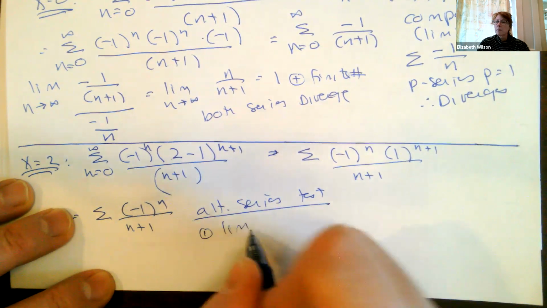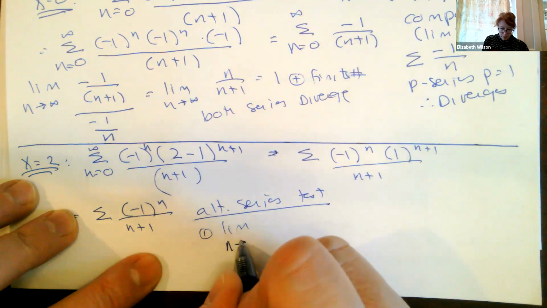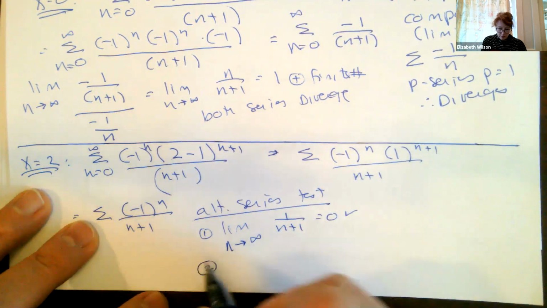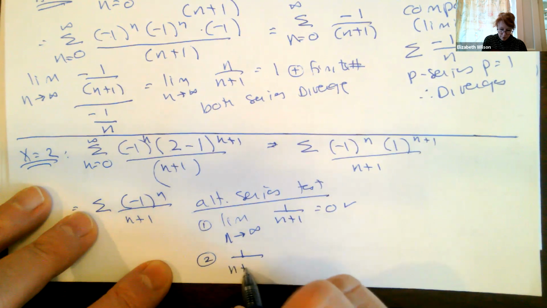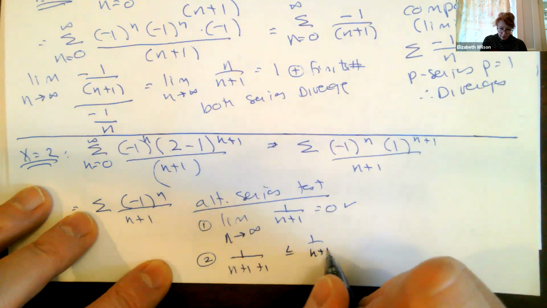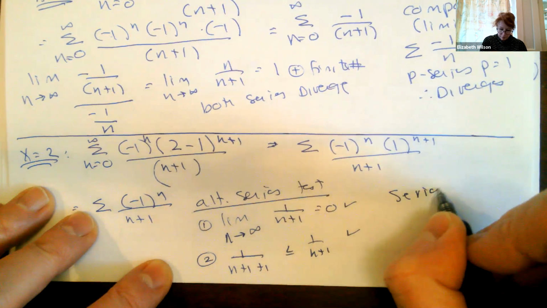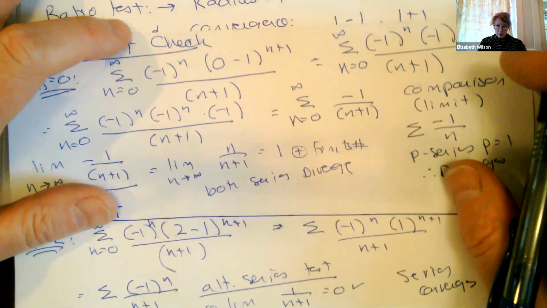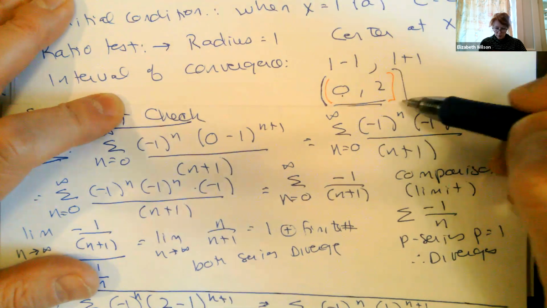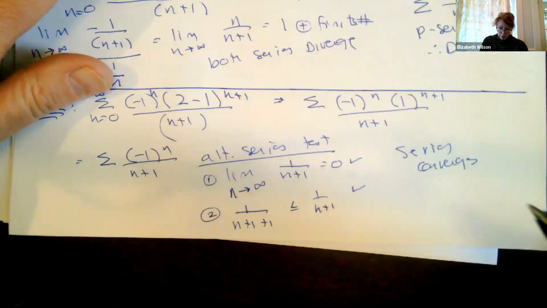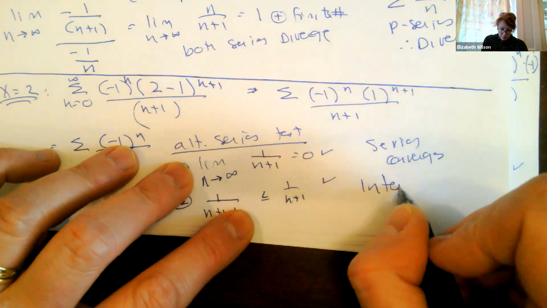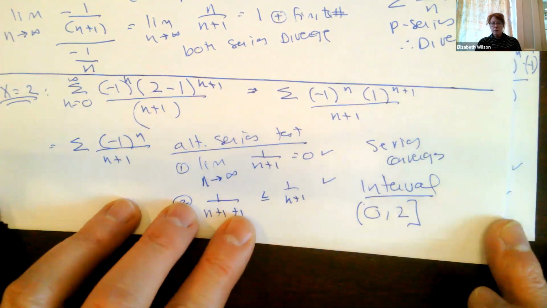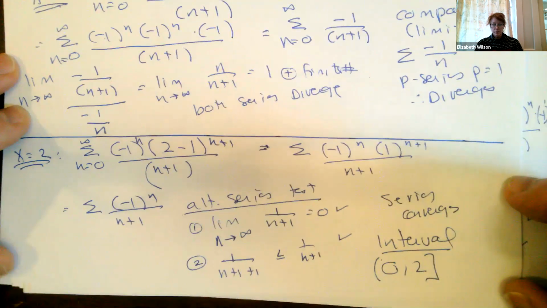I take the limit as n goes to infinity of 1 over n plus 1. This thing goes to 0. My second check is that 1 over n plus 1 plus 1 is less than or equal to 1 over n plus 1. Great, so this thing converges. So if it converges, then that means my interval is going to contain the bounds too. So we would conclude, I'll just write it down here in the corner, my interval is going to equal 0 to 2. 0 is not included, 2 is, based on our convergence. Okay.